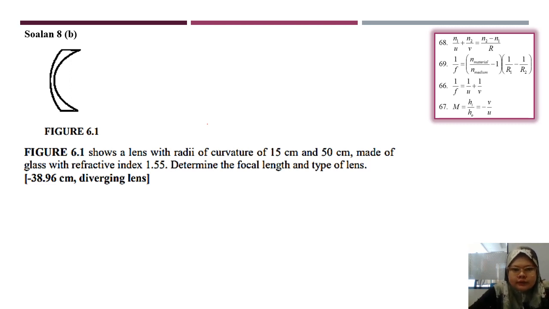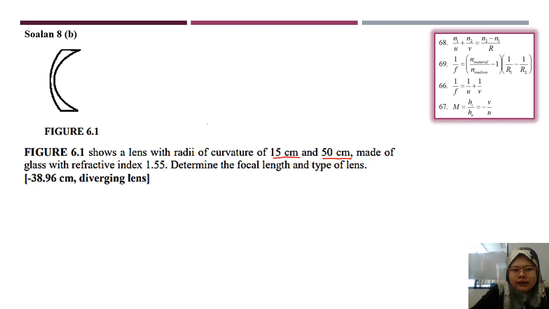You are given a lens with radii of curvature 15 cm dengan 15 cm and 50 cm made of glass with refractive index 1.55. So determine the focal length and types of the lens. Okay, so sekarang ni kita nak, you are given ini lens ni, kalau kita tengok dekat sini dia adalah concave lens. Okay, so you kena hati-hati with the radius 15 cm dengan 50 cm ni yang mana satu.